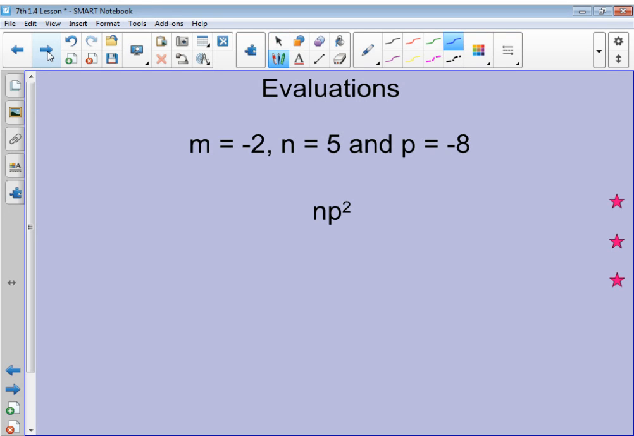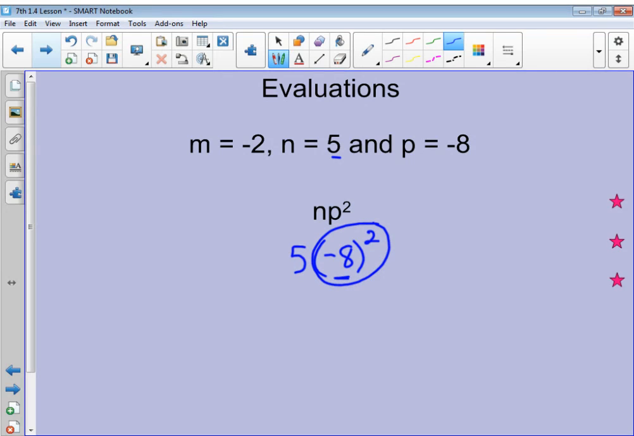So here we've got n was worth 5. So I have 5. I'm going to put in parentheses my p and then put my little squared on the outside. So p was worth negative 8 and then squared. Now I follow order of operations. So do I have parentheses? Yes, I do, but really it's just identifying an integer. Exponents: so now I'm going to go ahead and simplify my exponents.